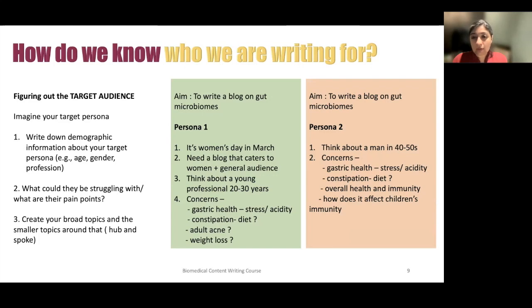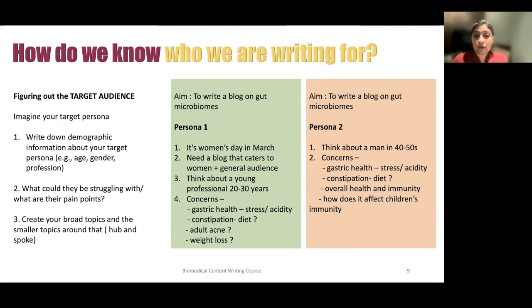On the other hand, when we're looking at persona 2, we think about a man in his 40s or 50s. His concerns would be different. He may be, of course, worried about stress, acidity, constipation, and weight loss, but he may also be worried about overall health and immunity, and may also be worried about how gut health affects his children. So because he's at a different stage of life, the kind of content he would be interested in would be different from, say, a woman in her 20s or 30s.